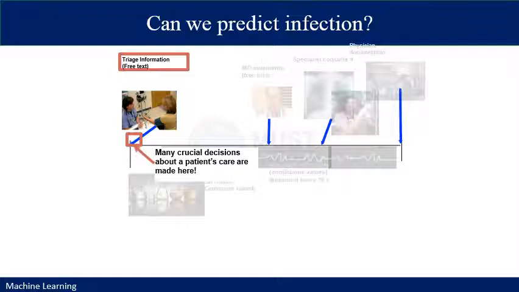So here you should understand the importance of the initial triage information. Based on this information, can the doctor predict the infection? Because at the initial level, many crucial decisions are made about the patient care, because the amount of pain in the patient's body or the distortion in the blood pressure or the sugar levels may significantly depict a problem in the patient. Therefore, the initial information analysis is very critical.